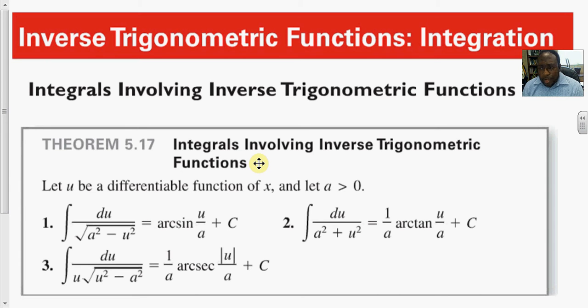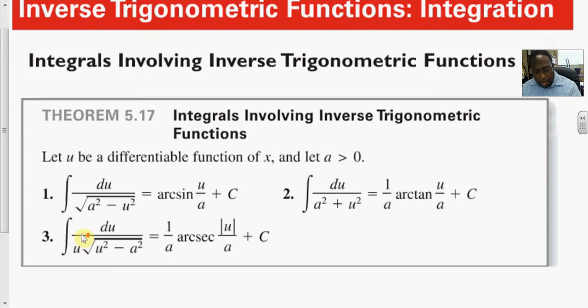Inverse trigonometric functions, integration. Here there are three forms that we use, integrals involving inverse trigonometric functions. The first, the integral of du over the square root of a squared minus u squared is sine inverse of u over a plus c. The second, the integral of du over a squared plus u squared is 1 over a tan inverse u over a plus c. Then the third one, which is somewhat tricky, I guess all three would be without having a clear understanding of how to actually form them.